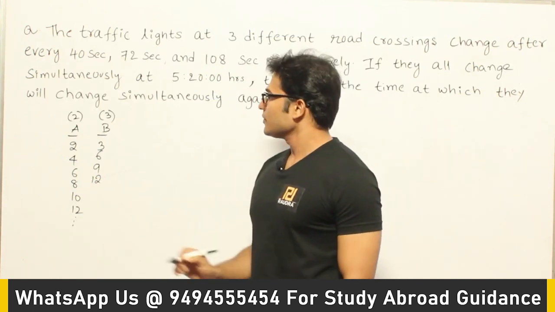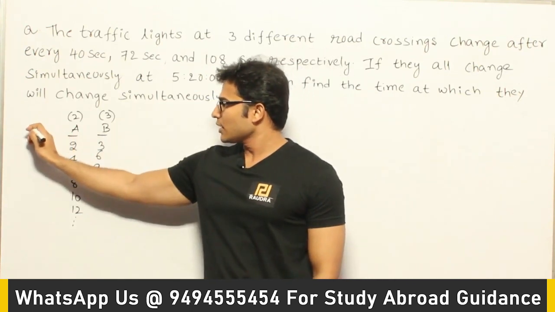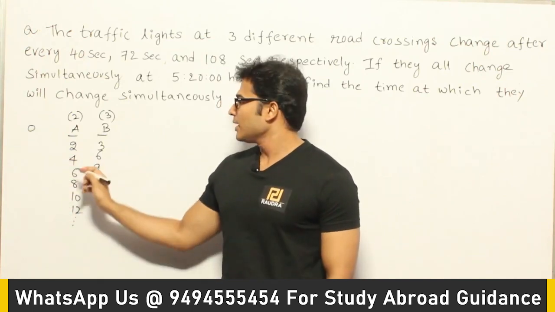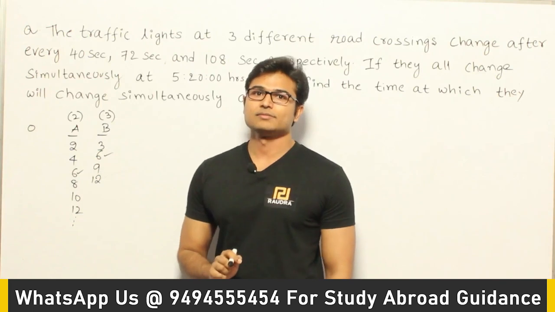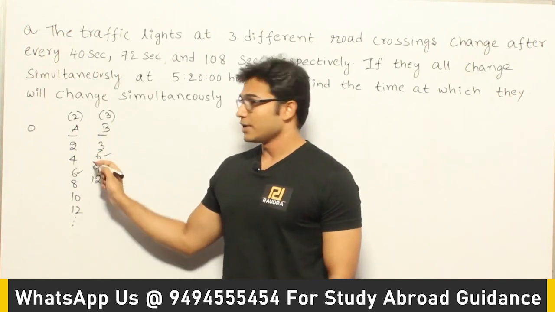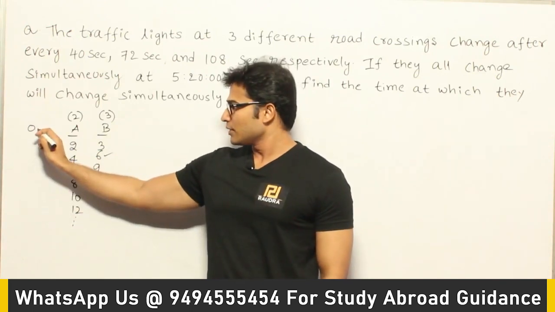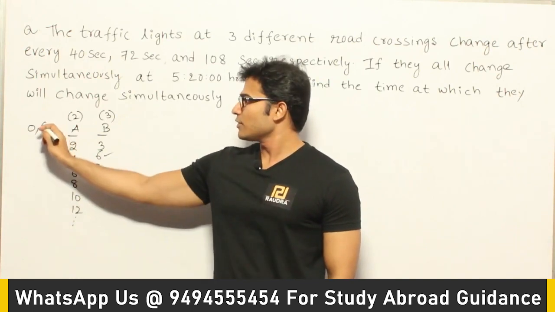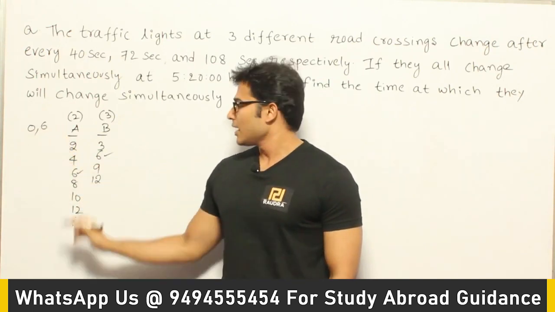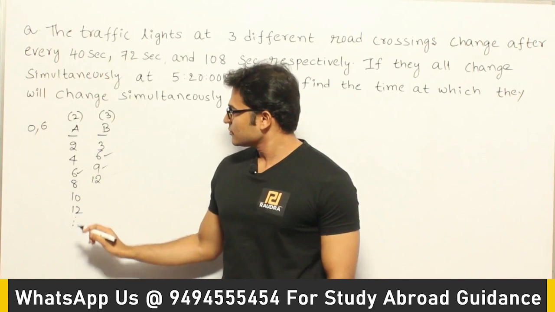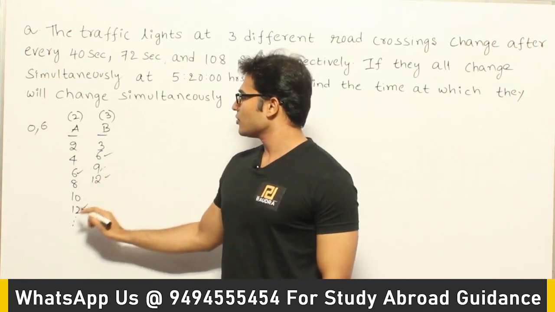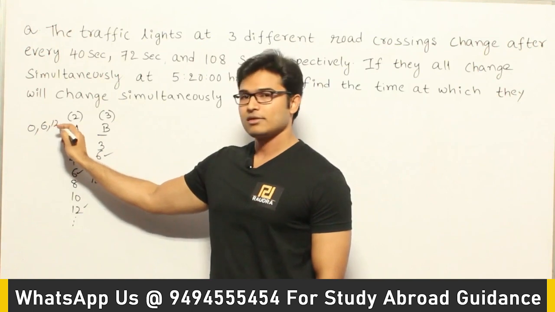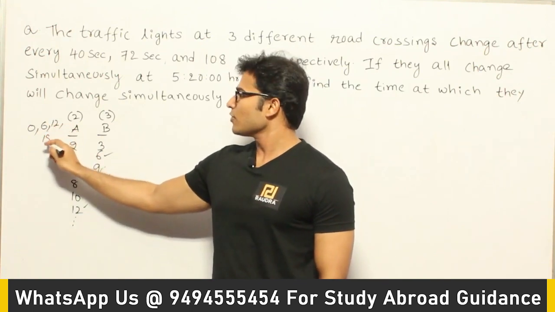So now if you see them, if both of them are at green at time 0, then again at time 6 both of them are going to meet. Got it? Are you getting this? At 0 both of them are green, at 6 both of them are going to be green, right? And again at 12 both of them are going to be green, right? Again at 18 both of them will be green.